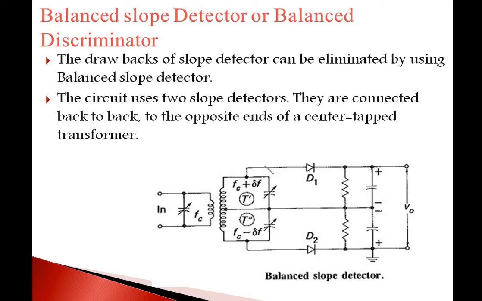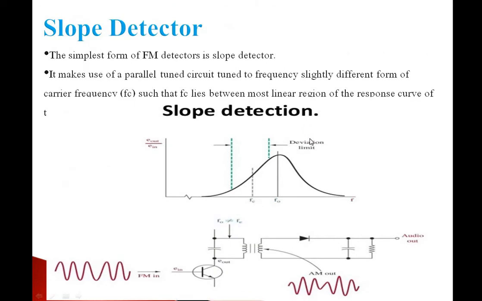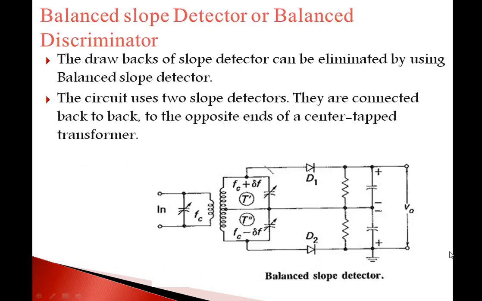How? Here we are using two tuned circuits, T1 and T2, or T dash and T double dash. There you have only one tuned circuit and only one diode. Here we are using two tuned circuits. Yes or no? Go back to your circuit. You see, there you have only one tuned circuit T1 and a diode, and you have a resistor and capacitor. Here you have two tuned circuits.